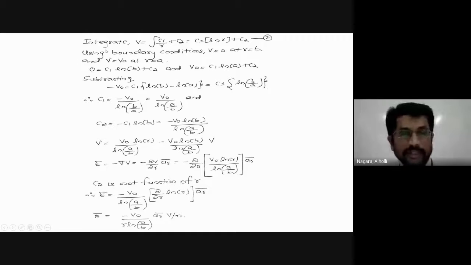Okay. Note down up till this step. Last step. E bar equal to minus V naught divided by R ln A by B AR bar volt per meter. Make it a little fast, students.